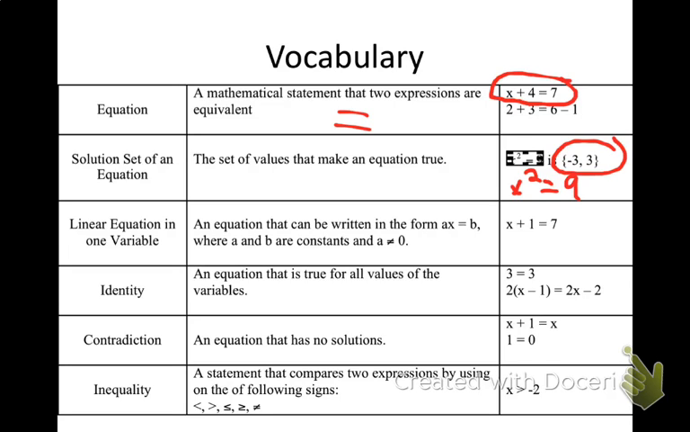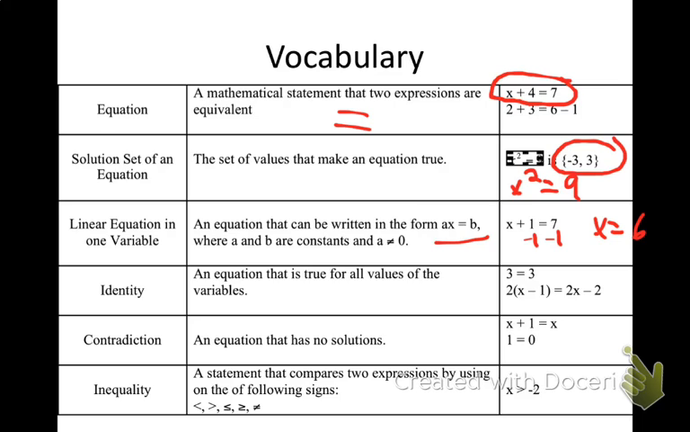A linear equation in one variable is an equation that can be written in the form ax equals b. For example, like this one, if you subtract the 1 over there, you get x equals 6, which would be that form ax equals b, where a and b are constants and a does not equal 0.